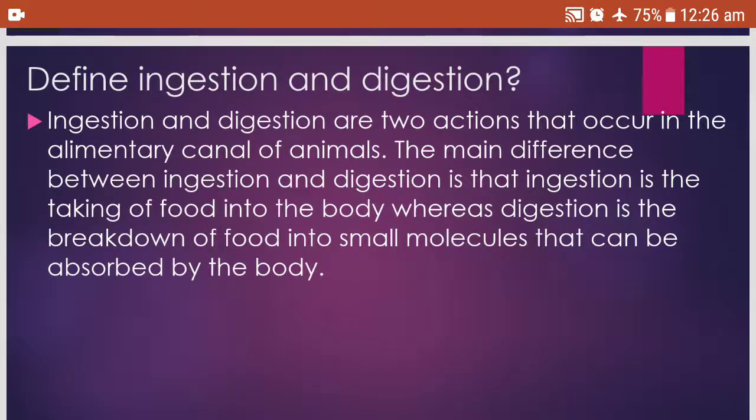Define ingestion and digestion. Ingestion and digestion are two actions that occur in the alimentary canal of animals. The main difference between ingestion and digestion is that ingestion is the taking in of food into the body, whereas digestion is the breaking down of food into small molecules that can be absorbed by the body. And you know what egestion is? Eliminating, throwing out the unwanted waste material out of the body is called egestion.